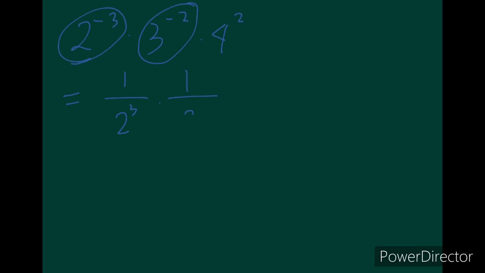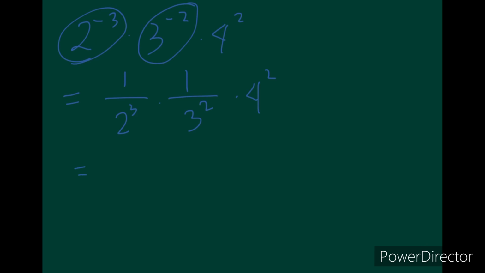Okay, how about this one? Try to solve this one. Evaluate each expression. If you have 2 raised to negative 3 times 3 raised to negative 2 times 4 squared. First thing that you need to do is apply the negative exponent. So we get the reciprocal of this: 1 over 2 cubed times another reciprocal, because we are using the negative exponent, 1 over 3 squared, then times 4 squared. And simplify.